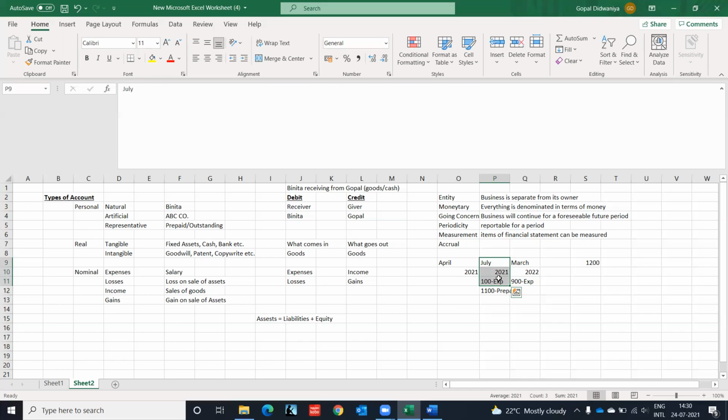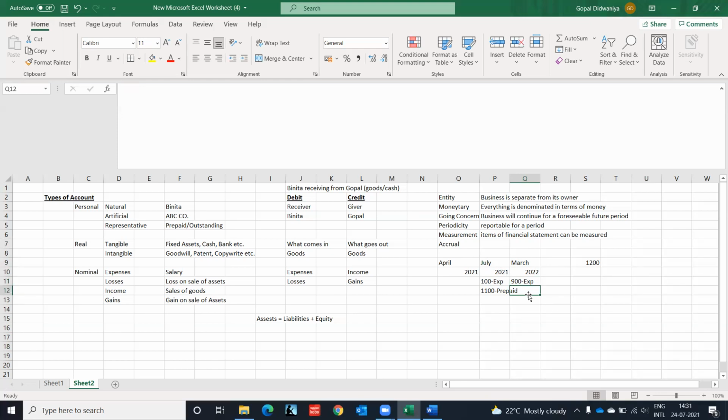So how does this accumulation happen? 100 in July month. Then in August, July plus August is 200. Likewise, till March your expenses will be 900: July, August, September, October, November, December, January, February, March.